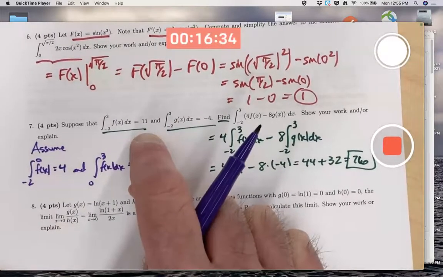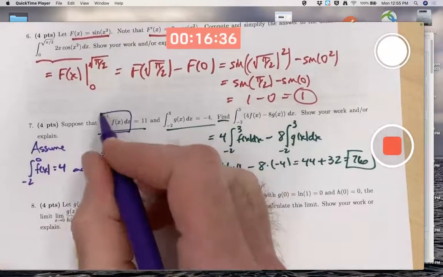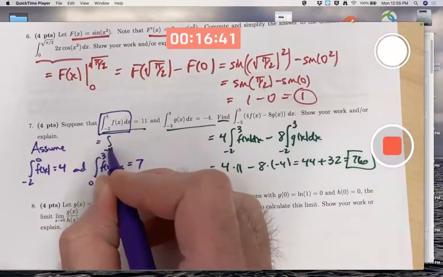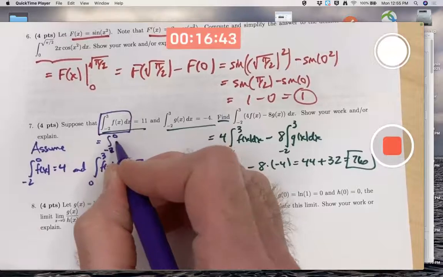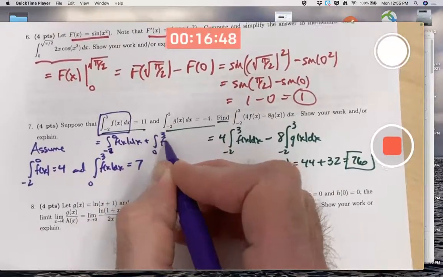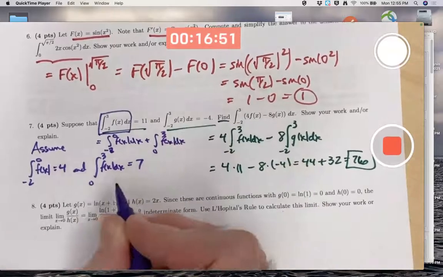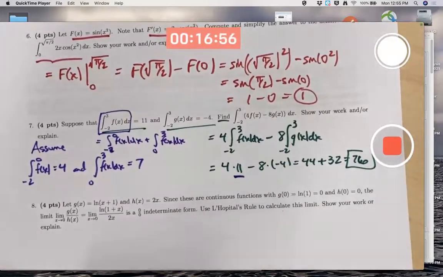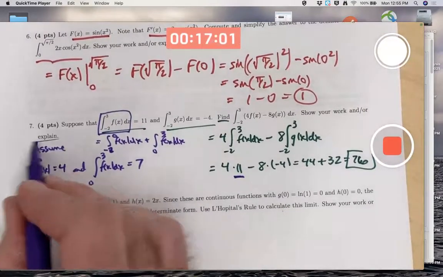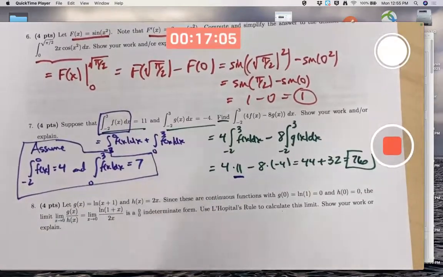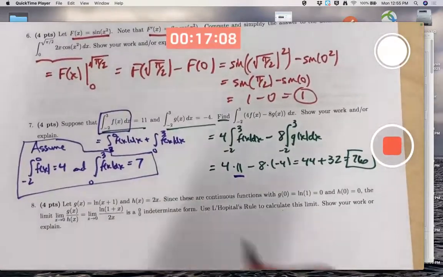There's another property of integrals that would say that this integral right here is the sum of these two. This kind of property was on the quiz. It's the sum, the integral from 2 to 0, plus the integral from 0 to 3. And then you'd plug in the 4 and the 7 to get 11, and then you'd plug the 11 in here just like before, and ultimately get still the same answer of 76. So if I give you this kind of assumption ahead of time, instead of that assumption, you should be able to still combine those properties in this kind of way.